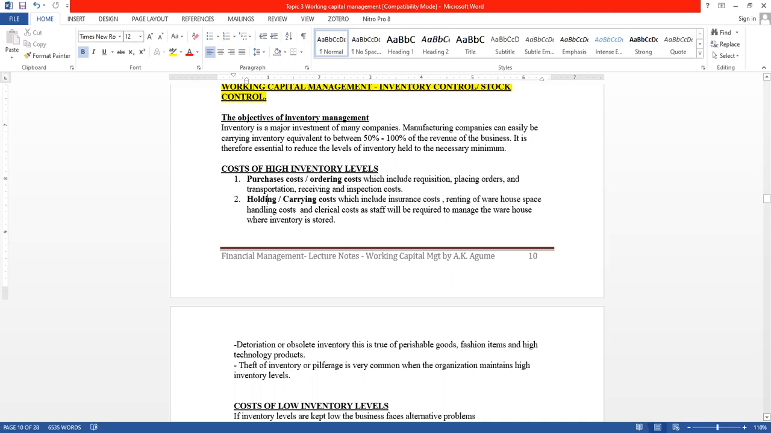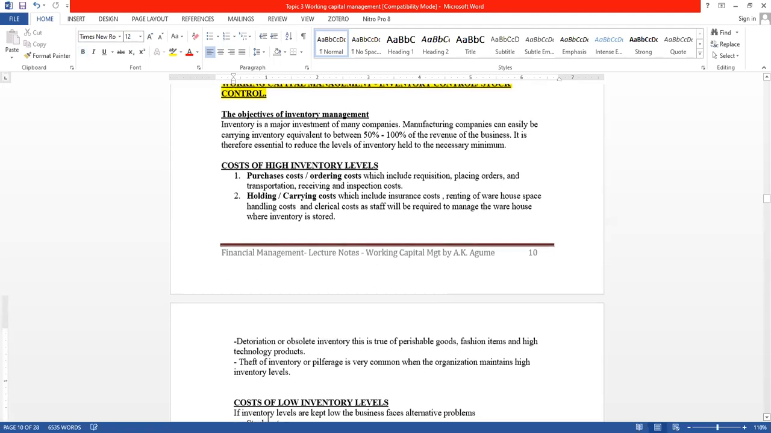Okay, because if there is too much, even in your homes, by the way, when the item is in plenty, of course, there will always be wastage. If you do not have control, they will waste because anyway, it is there. Okay. So those are some of the costs of high inventory. But also, if the inventory is low, there are also costs associated with low inventory levels.